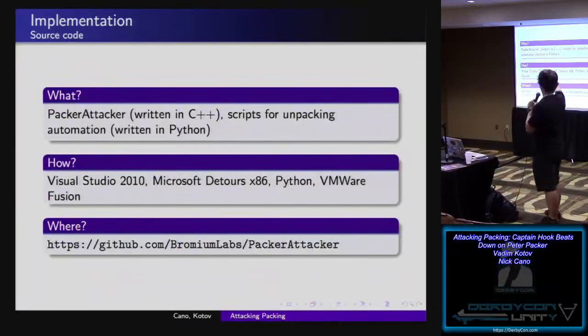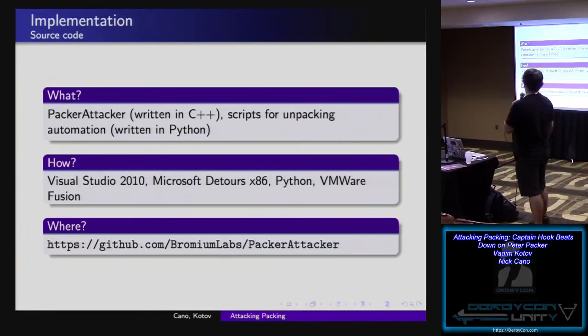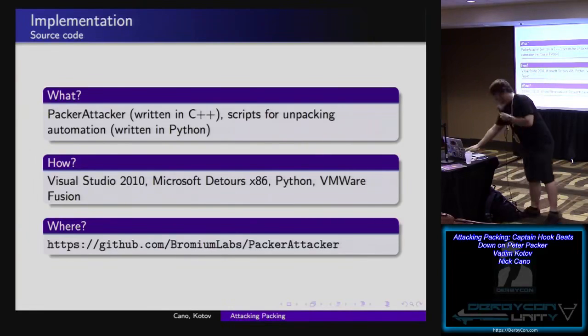So the what, the how, and the where, we've already talked about, is the packer attacker. The hooks are written in C++, injectors in C++. We have some Python bootstrapping scripts for testing, dispatching stuff to VMs. You guys are going to see that soon in a demo. Visual Studio 2010 is what I used. Microsoft Detours only works in 32-bit because you need to pay $10,000 to get 64-bit Detours, or write your own hooking engine, or use Madshi, which is still $1,000. So 32-bit only. And we use VMware Fusion for our testing. We have a GitHub repo right there.